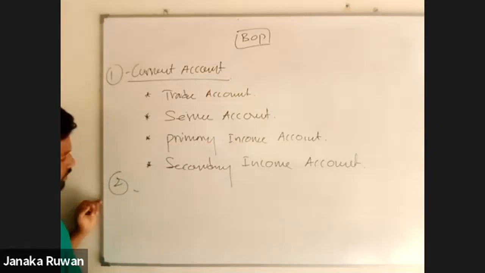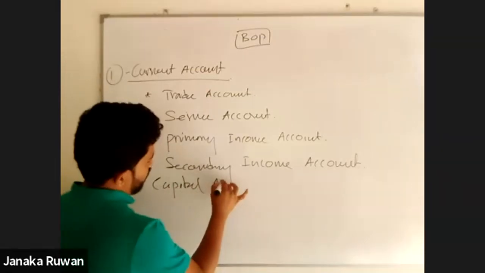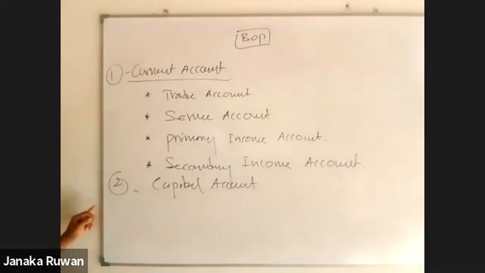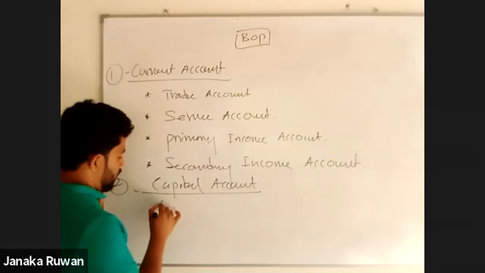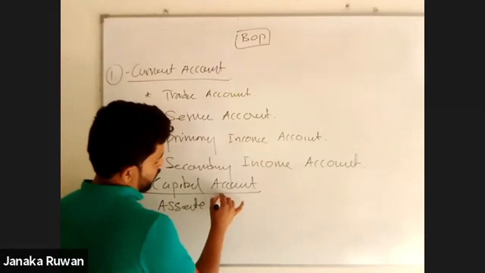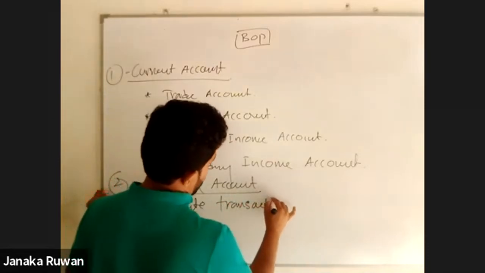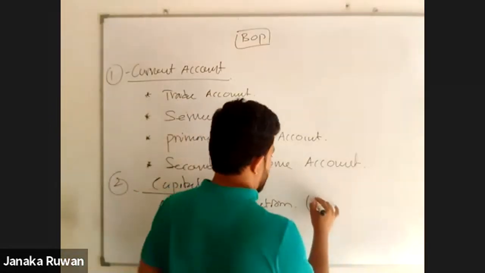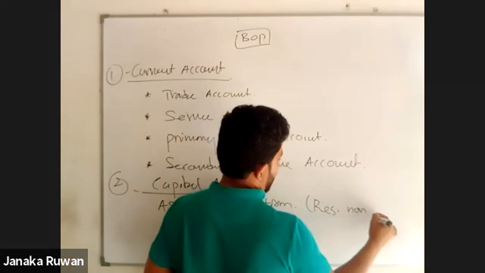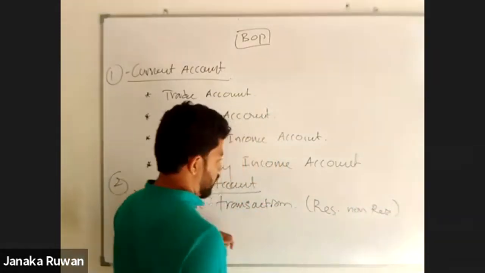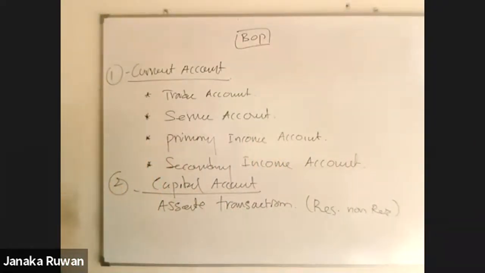The second one is the capital account. In the capital account, we are going to record all the asset transactions between residents and non-residents. So transactions with regard to assets will be recorded in the capital account. Third is the financial account.